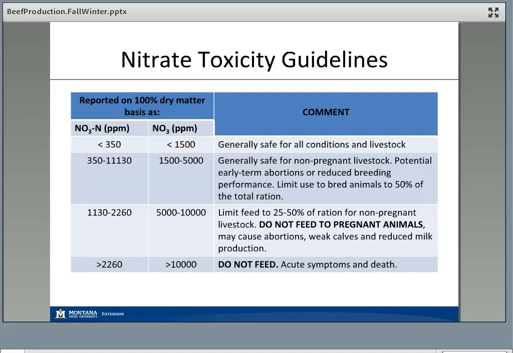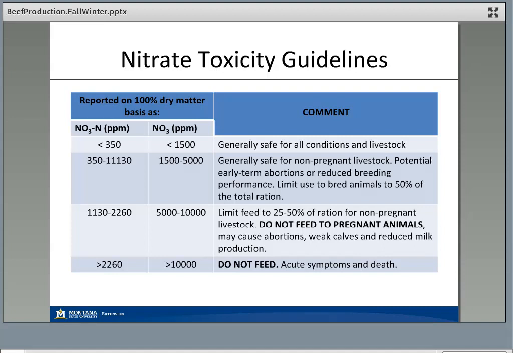So if we look here at the middle column of nitrate, if we're less than 1,500 parts per million, we're going to consider that pretty safe. As we increase on up to 5,000, we're pretty happy about feeding that to anything that's not pregnant. Could have some issues with abortion or breeding performance in bred cows, so we're going to try to dilute this feed to 50% of the total ration.